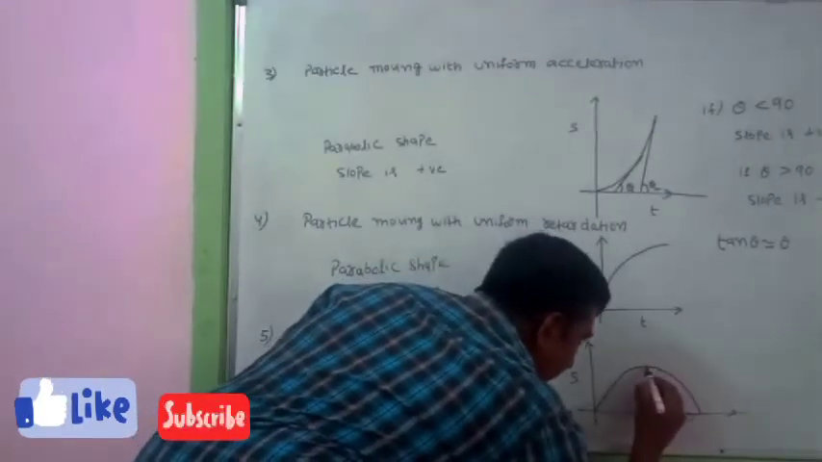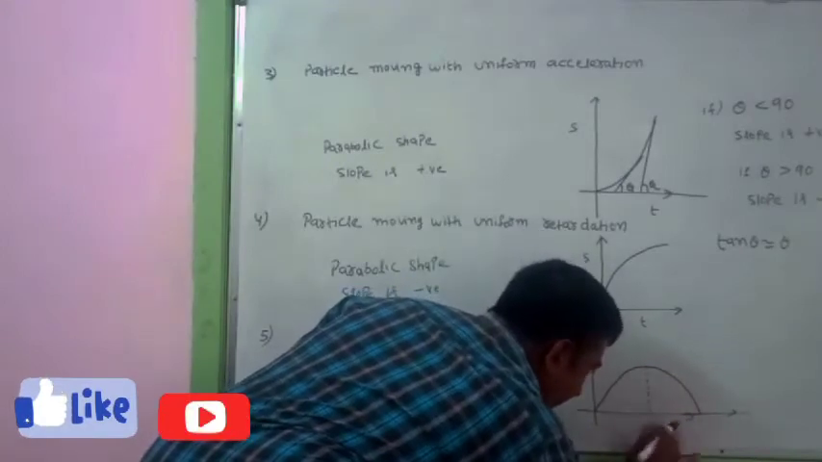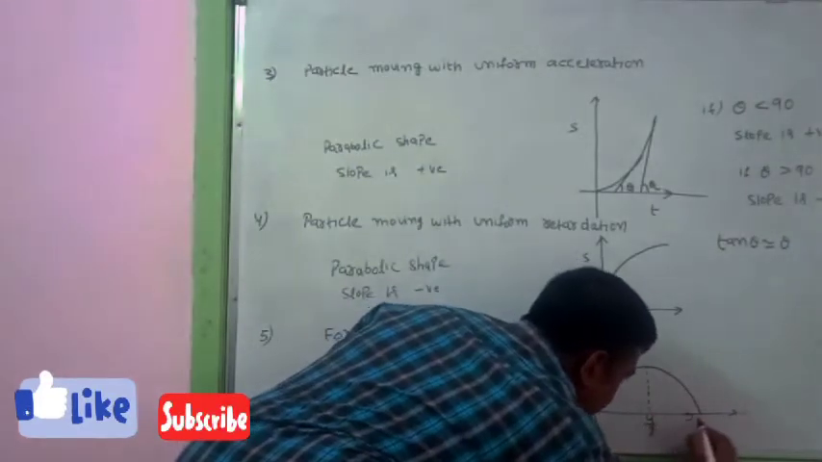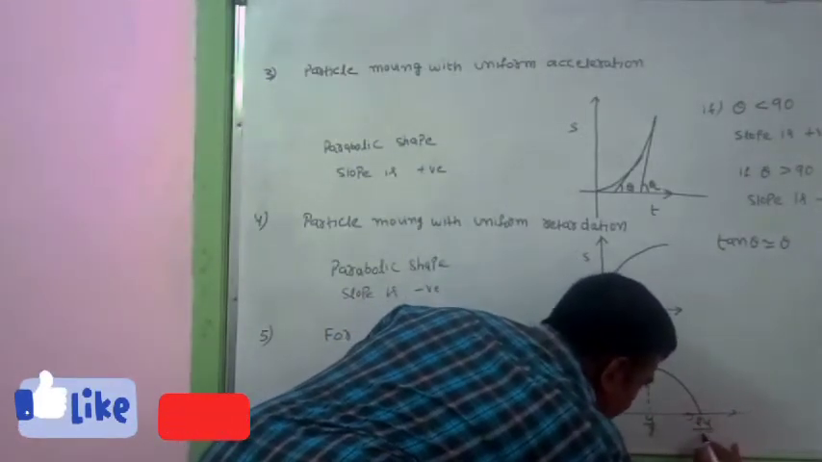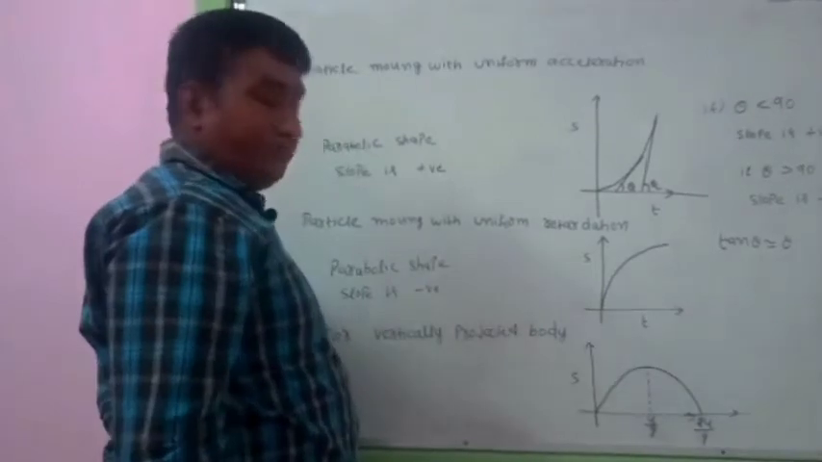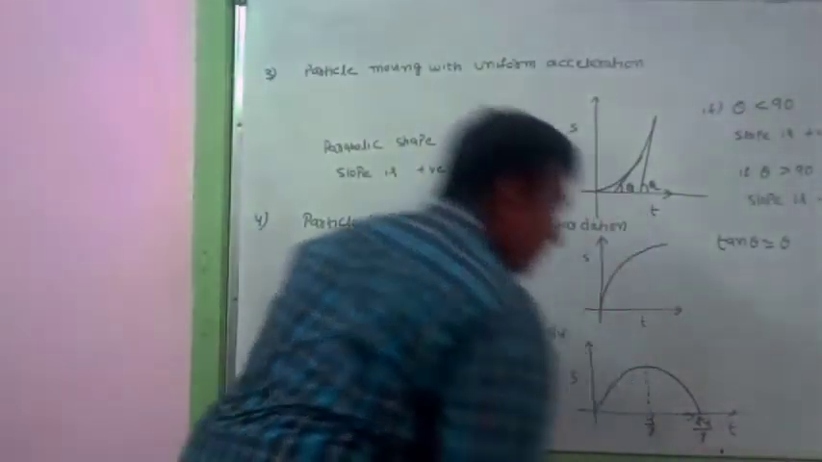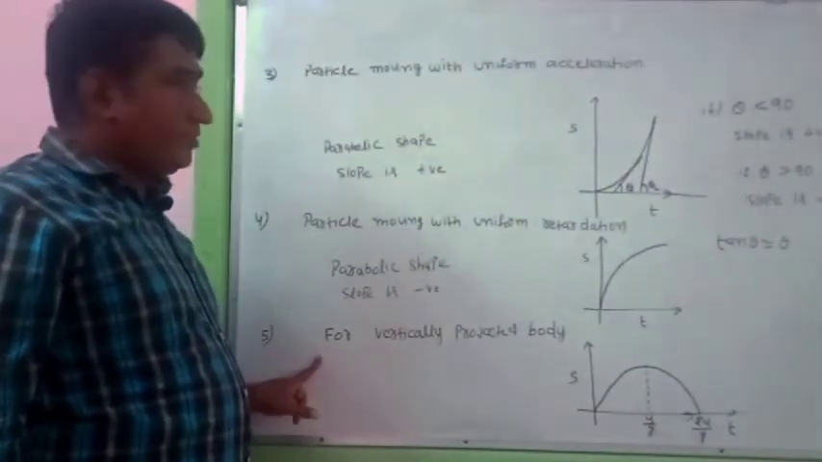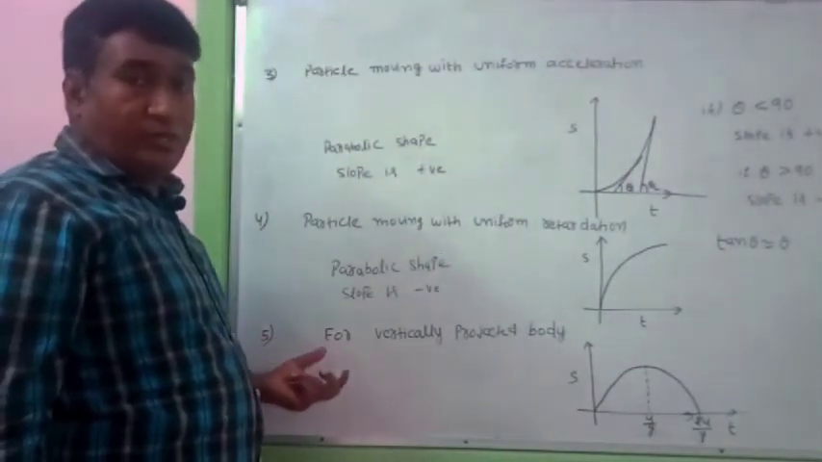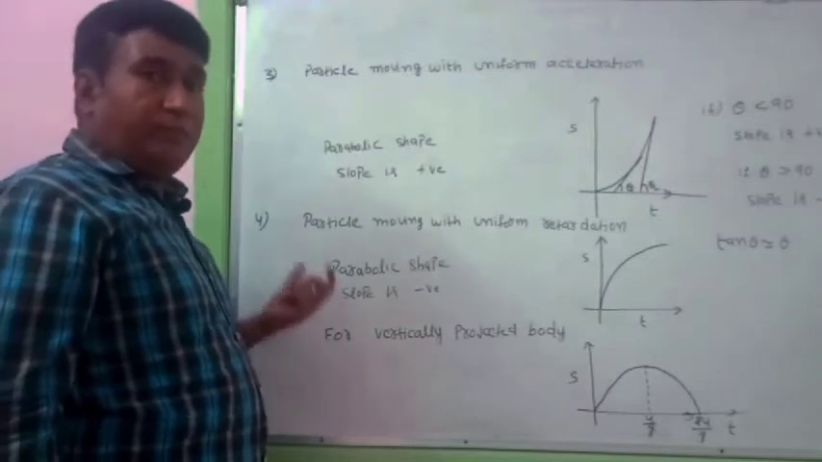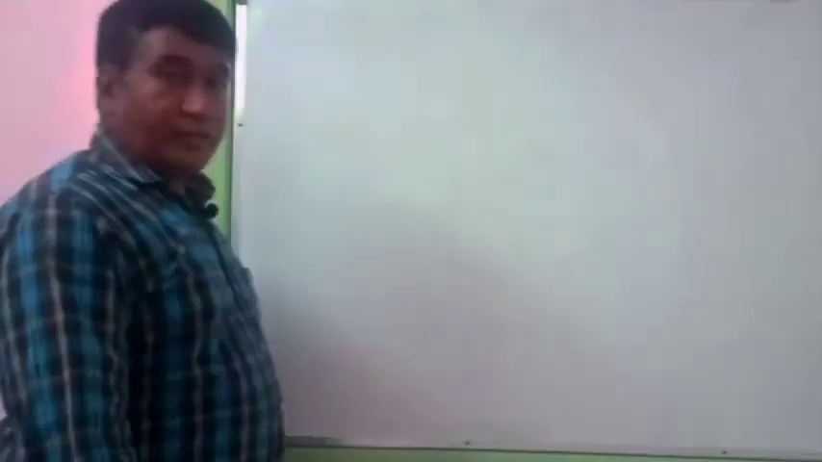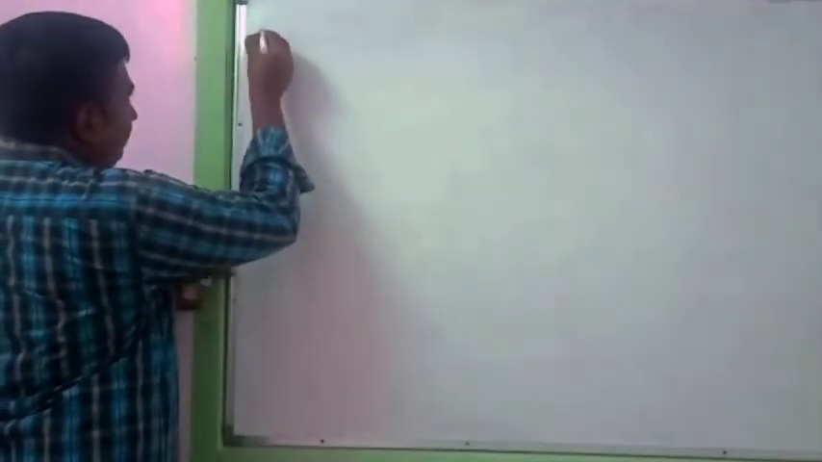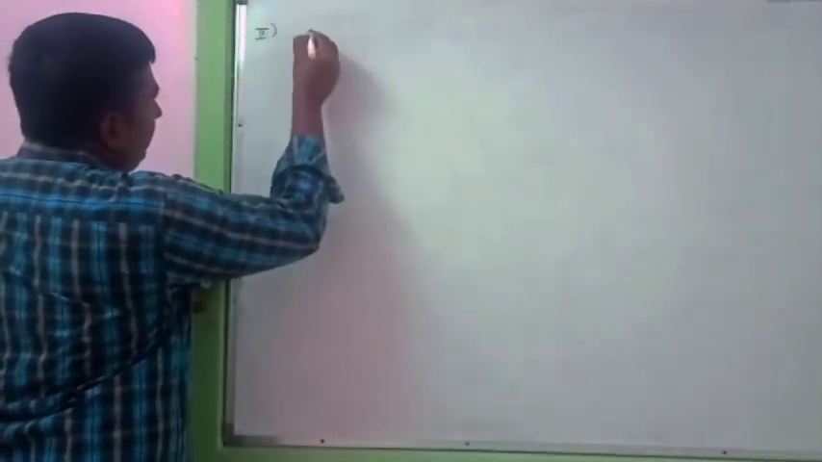So this I can take here as time period: u by g. Then this is 2u by g, the time of flight. This is in case of the displacement time graph for a vertically projected body. These are the few cases based on the displacement and time graph. The next one is the velocity time graph. So this is the second case.